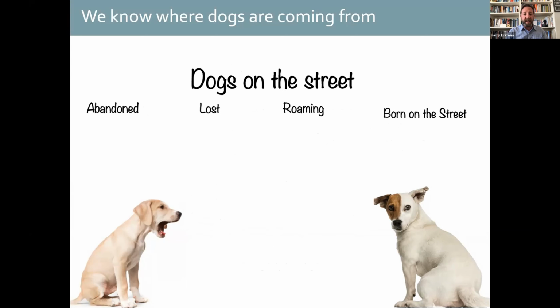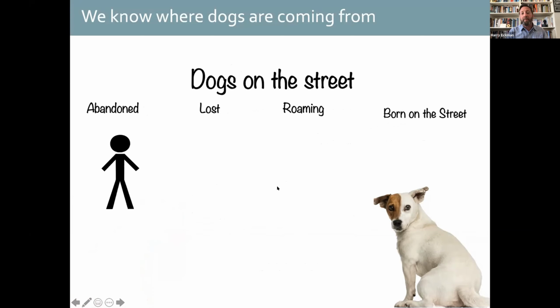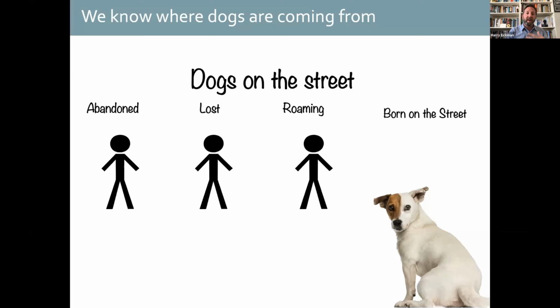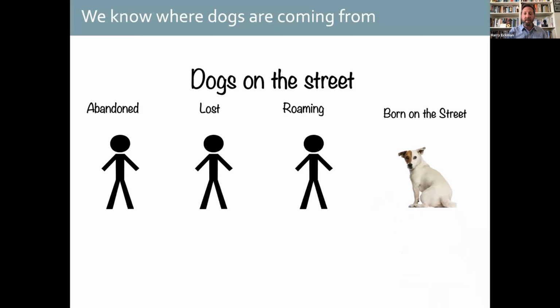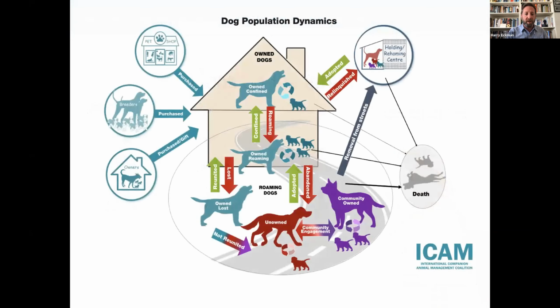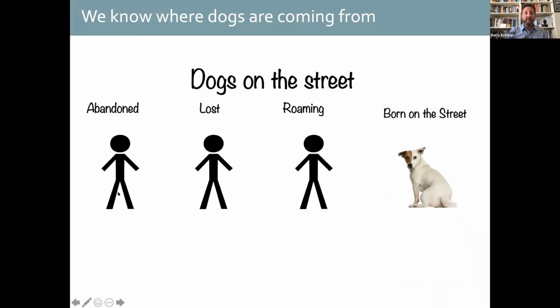And what we're seeing now is that the dogs on the street, if they're abandoned by people, if they're lost by people, if they're allowed to roam on the street, then they, again, belong to people. And then we have the dogs that are born on the street. And so what we're seeing there is that the responsibility, the root cause of these problems mostly comes from people abandoning, losing, allowing their dogs to roam.